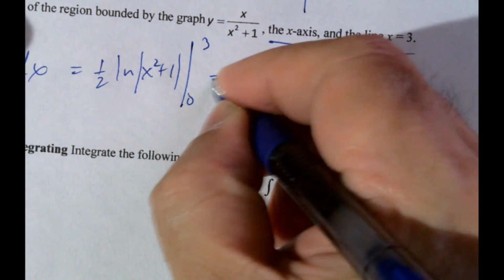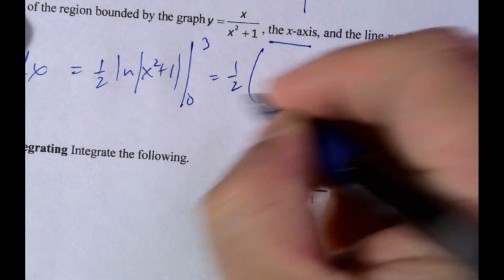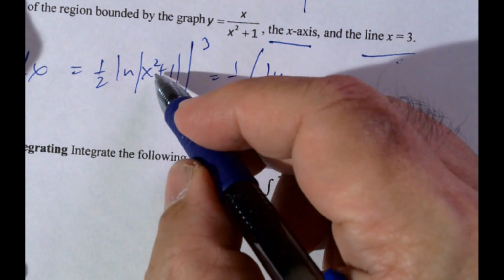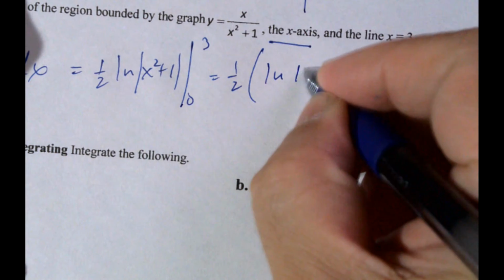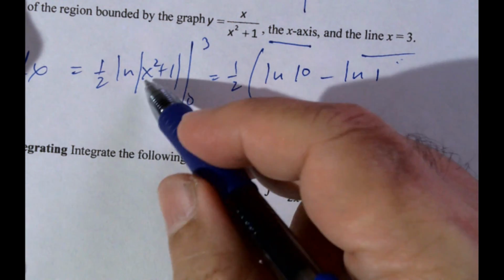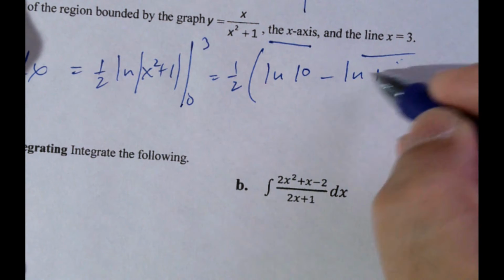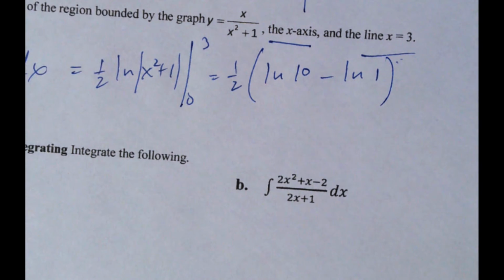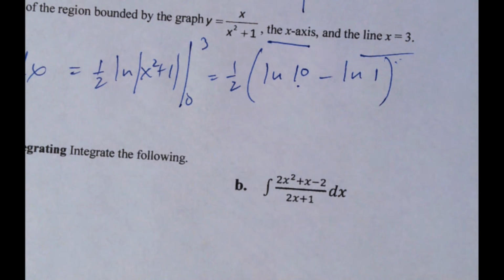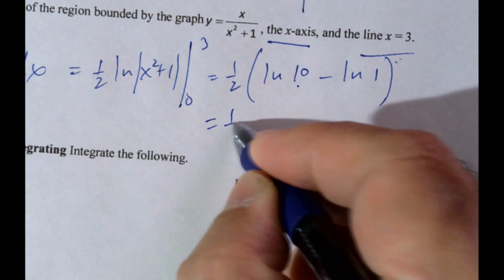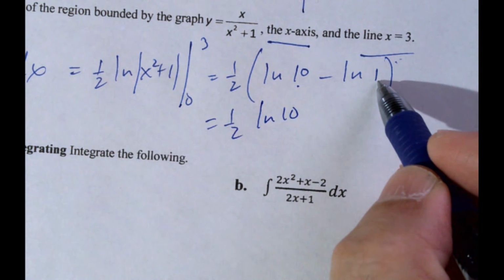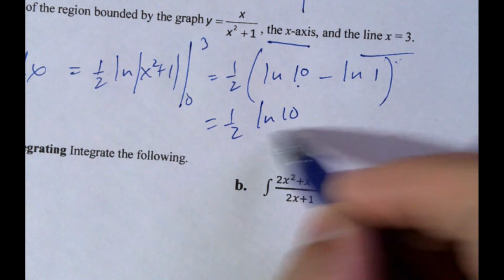So it's 1/2. I'm going to put the 1/2 on the outside and just take the natural log and substitute those numbers. 3 squared is 9 plus 1 is 10. So natural log of 10 minus natural log of 1. When I plug in 0, I get 0 plus 1, which is 1. I dropped the absolute value signs, or did I? The absolute value of 10 is 10. The absolute value of 1 is 1. So I've done the actual thing. Natural log of 1 is 0, so it's minus 0. So that's the answer.